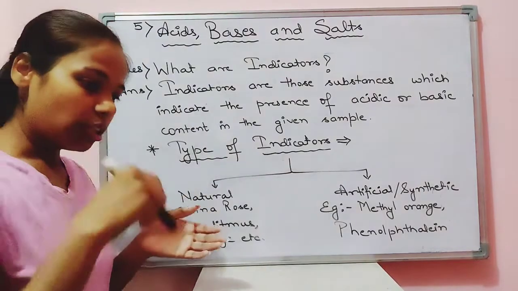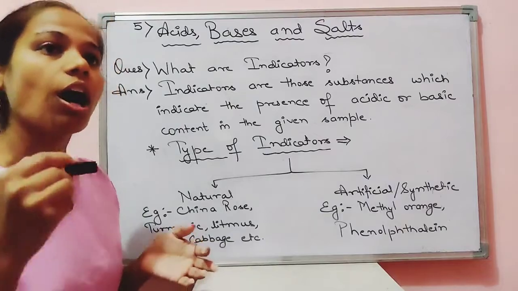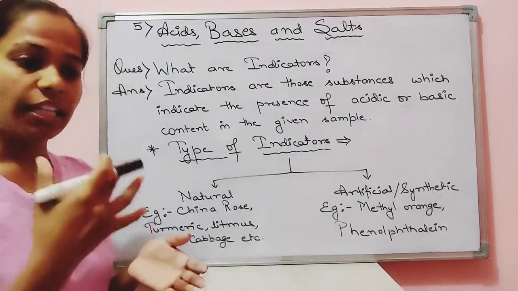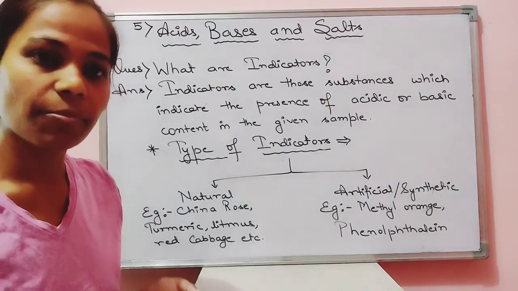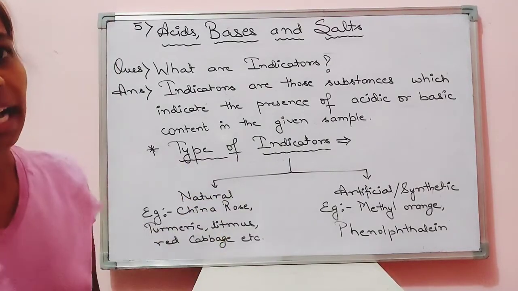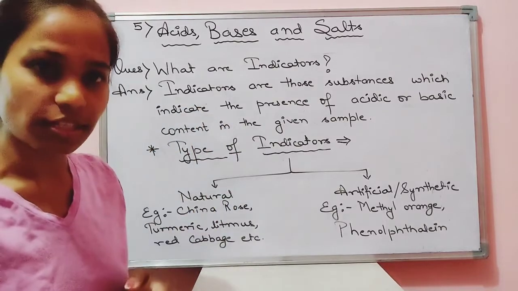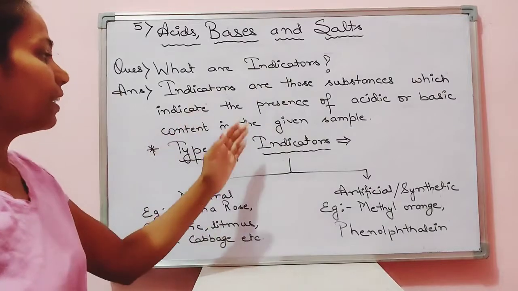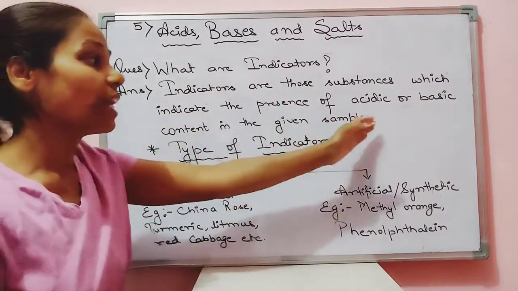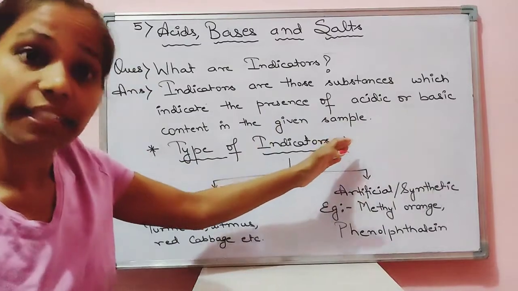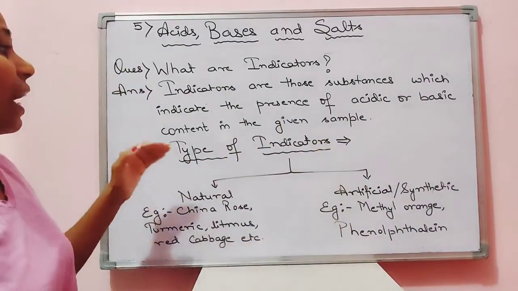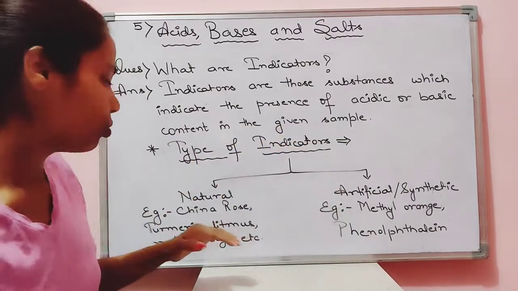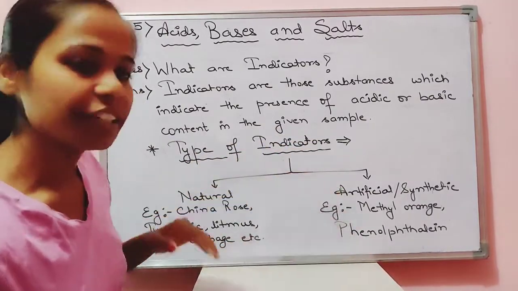Hence, the question arises now, how do we identify whether the given content is having acidic or basic behavior? For that, we have certain substances. Fine. Those are known as indicators, which identify the presence of acidic or basic content in that given sample. Okay? And there are mainly two types of indicators we find. Natural and artificial.